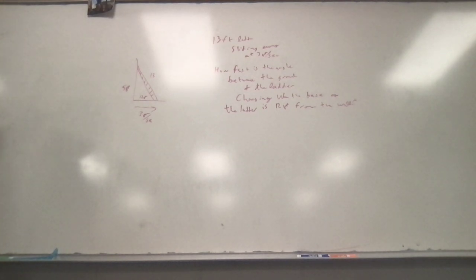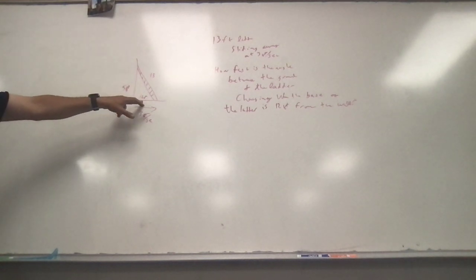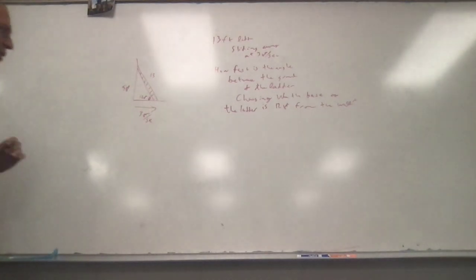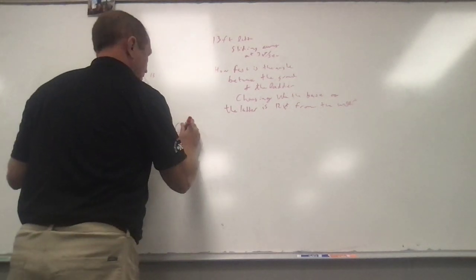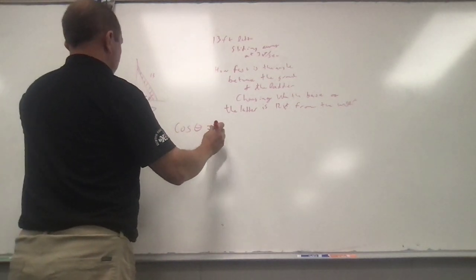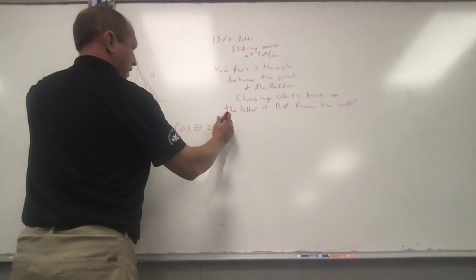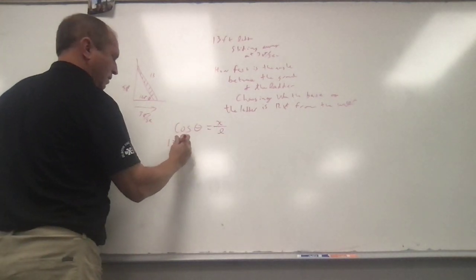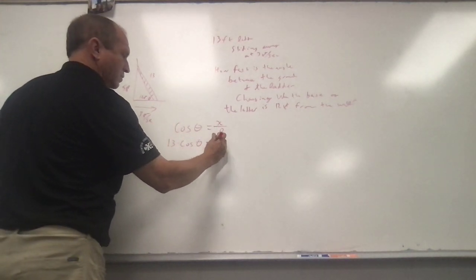All right, so now, a couple things first off. We need to figure out, okay, here's my angle between the ladder and the ground. So what trig function do y'all want to use for this? Cosine, all right? So we're going to go with the cosine of theta equals, again, I'm going to call this x over L. And L is constant, so I can have 13 times the cosine of theta equals x.